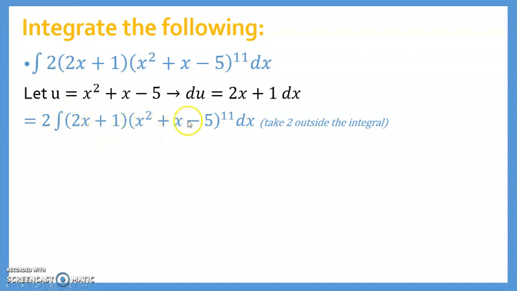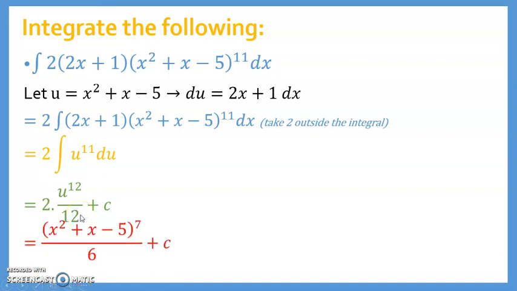Now, instead of x squared plus x minus 5, we write u. So we get u to the power 11. And instead of 2x plus 1 dx, we have du. So we got this form, which is very, very simple. Now we can integrate it by adding 1 to the power and dividing by the new power. Now don't forget to replace u by its substitution, which is x squared plus x minus 5. And 2 and 12 simplifies to get 6.